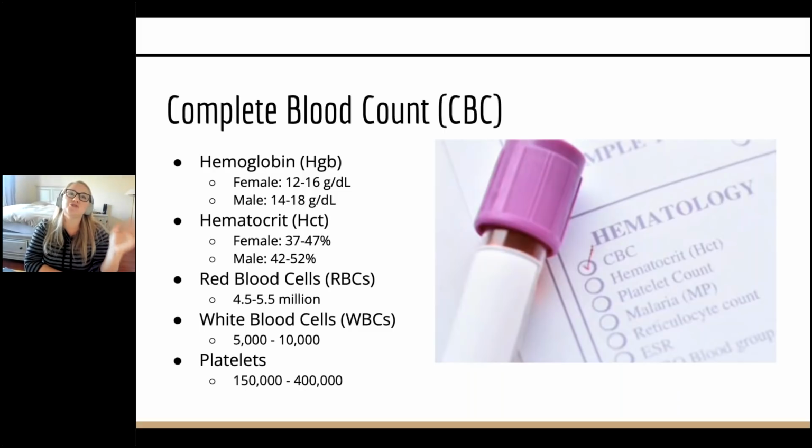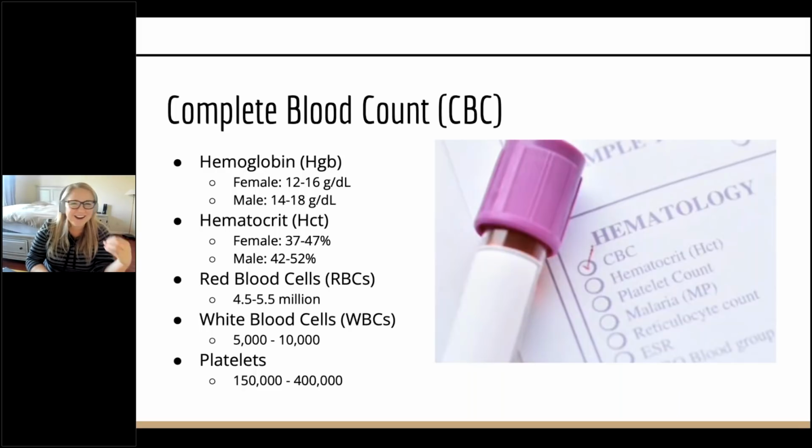And that number, super straightforward, is the number of red blood cells that we have in circulation. Normal is going to be 4.5 to 5.5 million. We have lots of red blood cells. And again, we worry when that number is too low, indicating anemia.